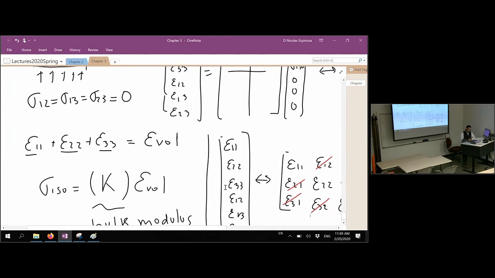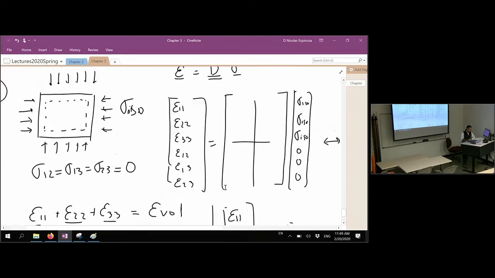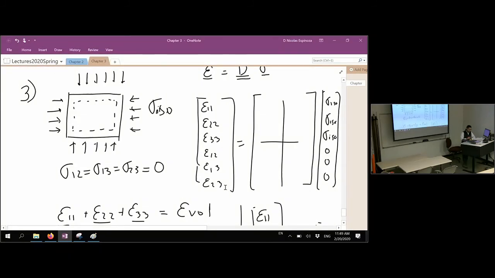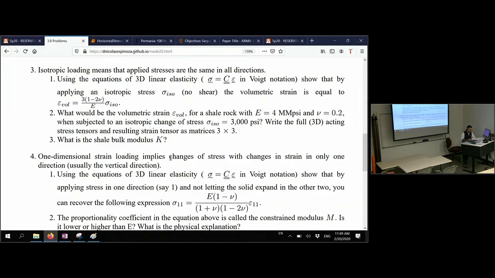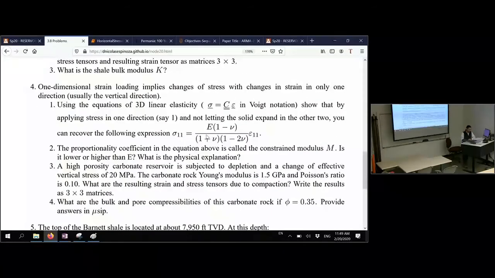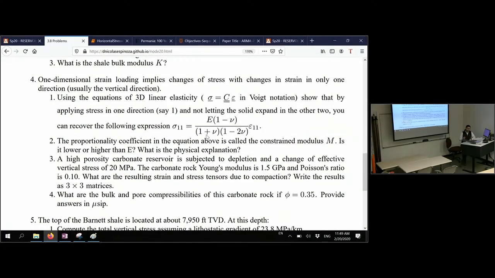All right, so this is problem number 3. And you have to solve it numerically and with some given values over here. And it's related to the bulk modulus. The next one is about the constraint modulus.